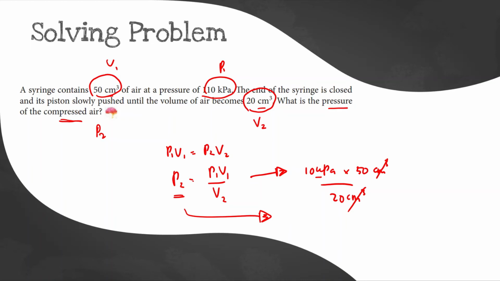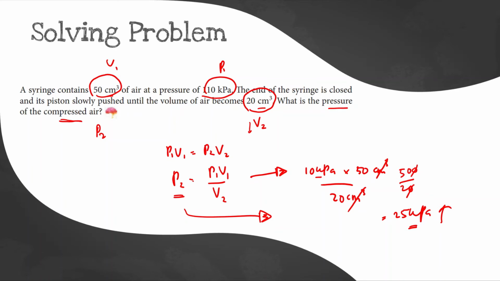So what is it? Let's calculate. 10 times 50 would be what? 500 divided by 20. So 50 divided by 20 would be 25 kilopascal. That is our answer. Okay, so it makes sense, right? When the volume decreases, the pressure increases from 10 to 25 kilopascal. Okay, so that's that for Boyle's law.